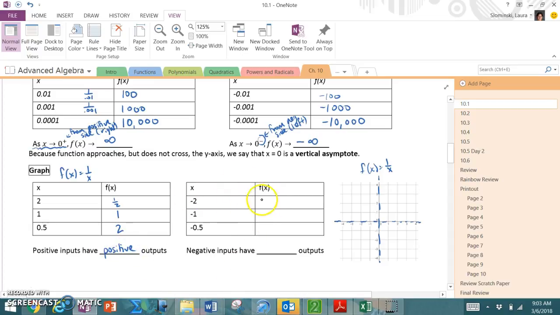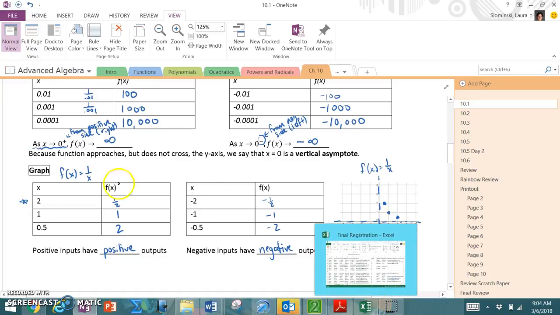If I plug in -2, I get 1 over -2, so I get -1/2, -1, and -2. So negative inputs have negative outputs. Now I know they have these two asymptotes, but if I go and plot these, again, this first one would be the point 2, 1/2. So I go over 2, up 1/2. I go over 1, up 1, and I go over 1/2, up 2.